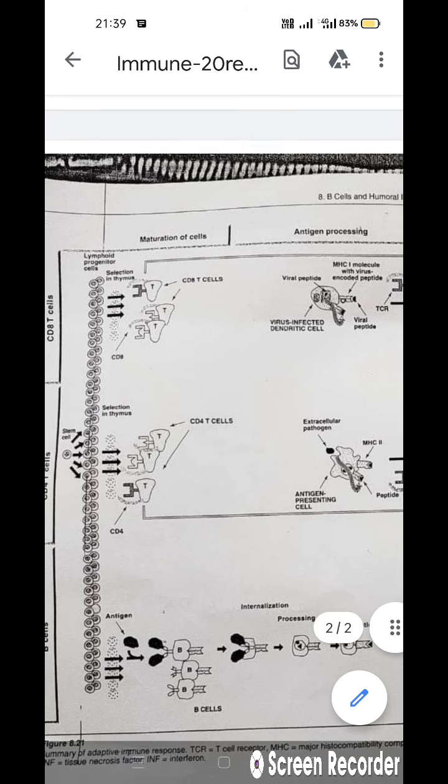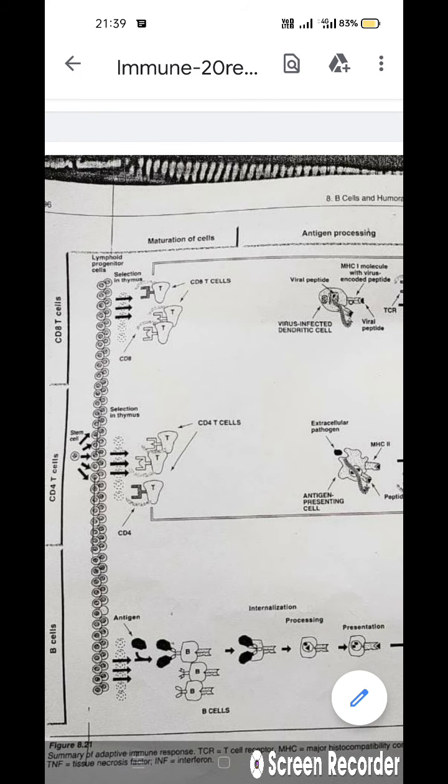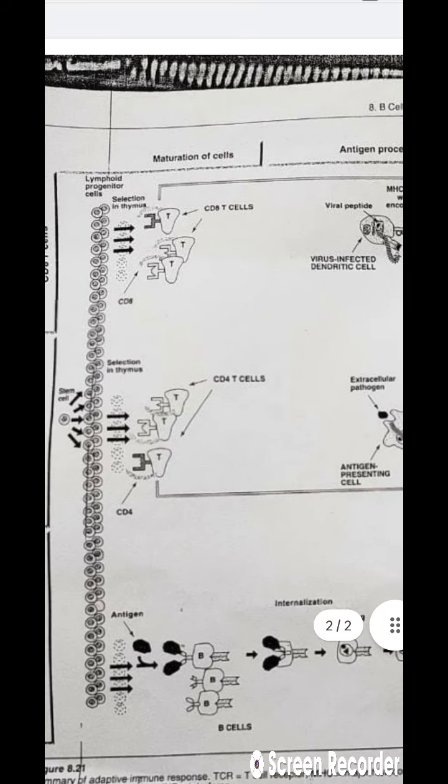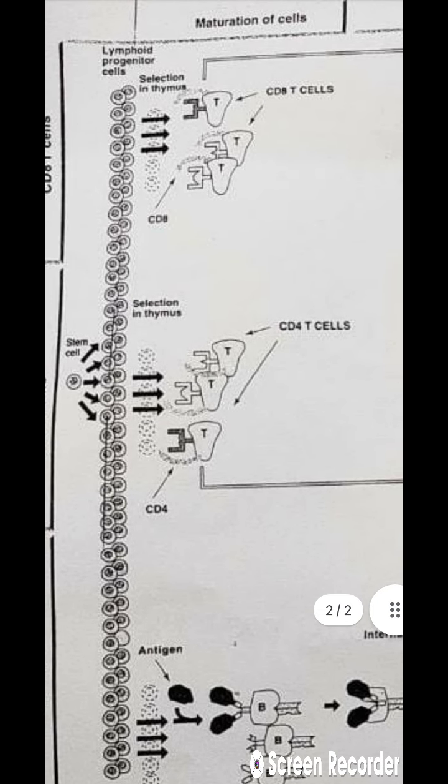So my point of discussion is that the CD4 T cell has a crucial role. It is the pivot of the whole immune response map. The whole immune response map is pivoted by these CD4 T cells, the middle one. Okay, so I am zooming it.